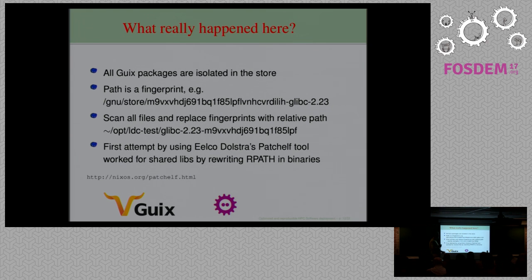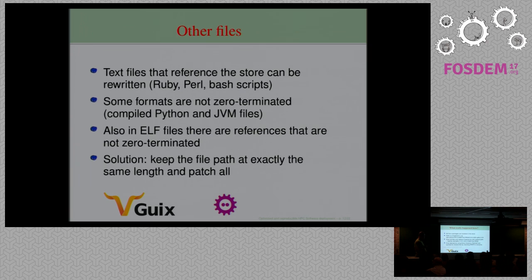And in textual files, like in Ruby and Perl, there's also these long file names, these fingerprints, which can also be replaced easily, of course. But unfortunately, when it comes to Python and JVM, it doesn't work that well. Mostly because they're not zero terminated. Yeah, and you cannot just, without knowing the internal file format description, expand these files.